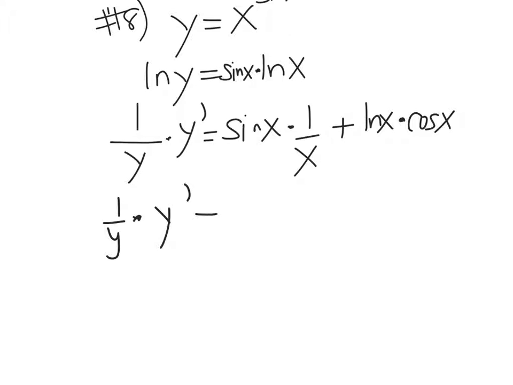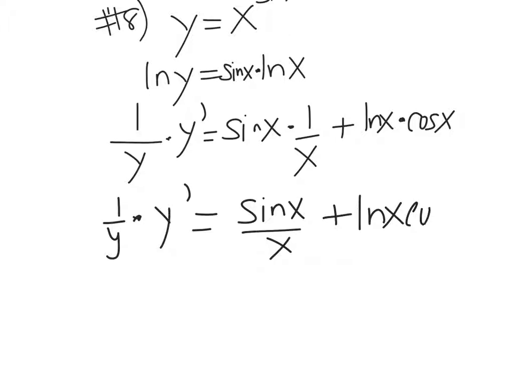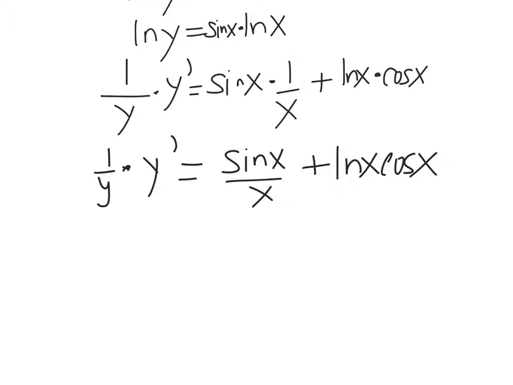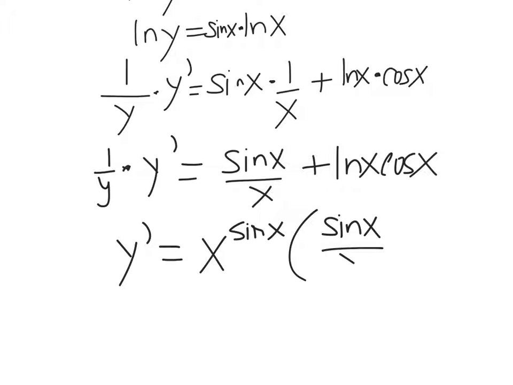All right. So 1 over y times y prime, you get sine x over x plus, it doesn't matter which order you write this in. What do you feel like? Natural log. Just leave it, yeah. Natural log x cosine x. And then finally, we need to multiply both sides by y. And you can change it at this point, okay? You have to write all that stuff down. So we're going to multiply both sides by y, and y is x to the sine x. And there's not going to be anything to simplify at the end of these. And then that'll be it.